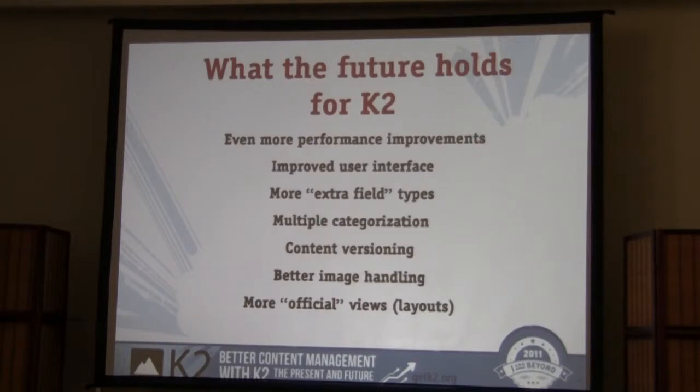So to wrap things up with this introduction, what you're going to see for K2 in the future is even more performance improvements. We're going to improve the user interface a lot. Like I said, it's been 2 years now that we're following the Joomla pattern, but now that K2 has a very big user base, it's time to try for new things. Things that won't scare existing Joomla article users, but are small details that can improve the workflow when doing content with K2. Other things that we're adding from version to version is more extra field types.